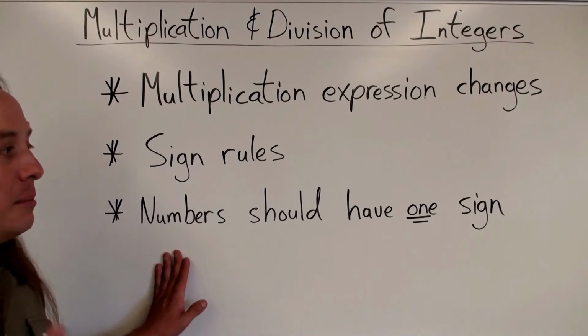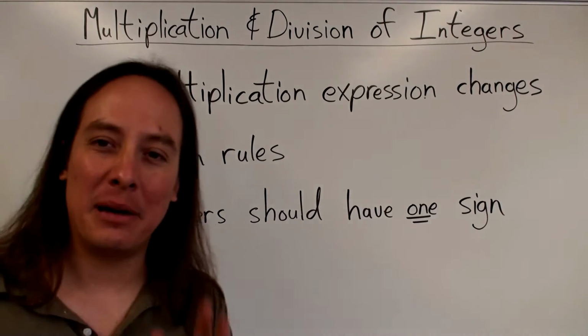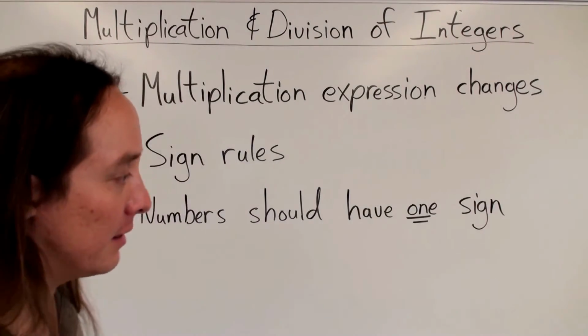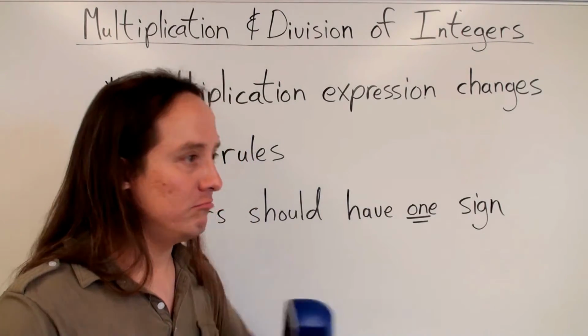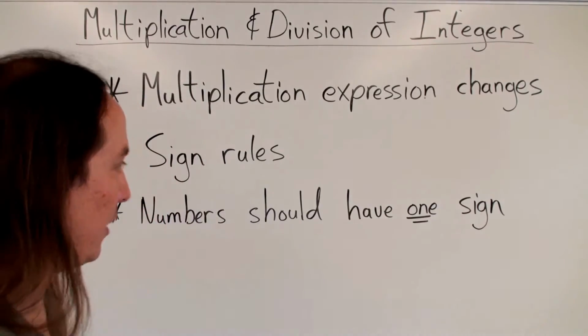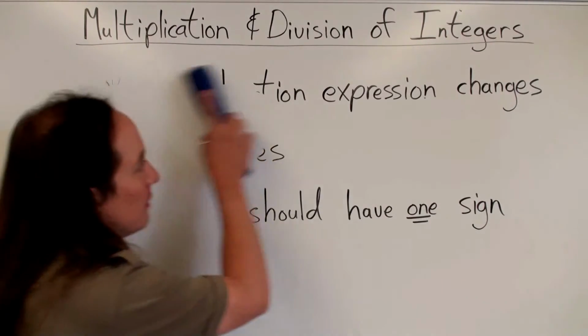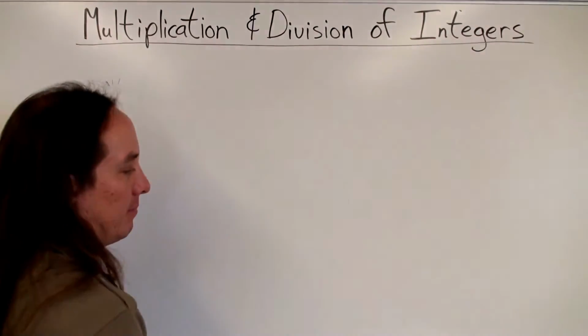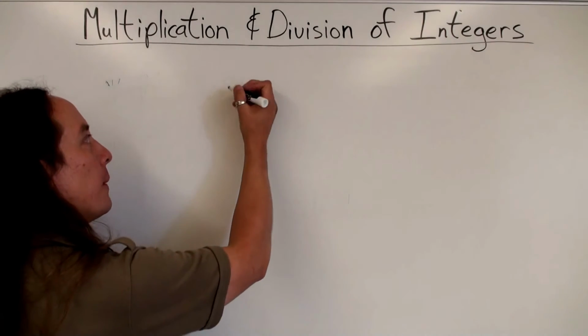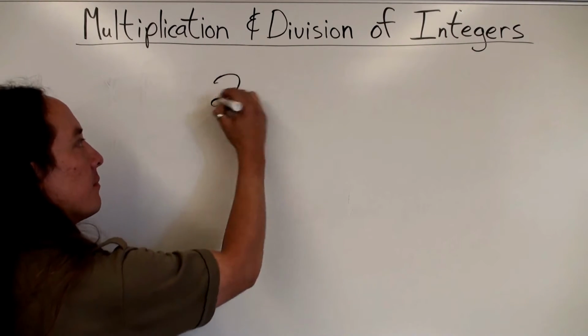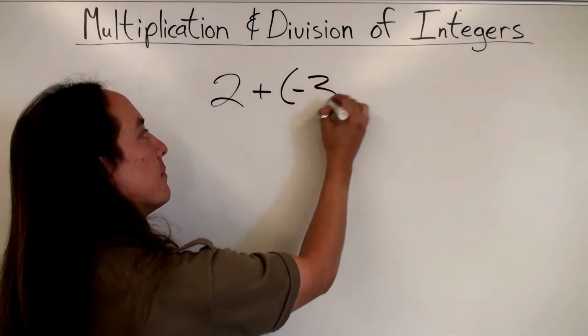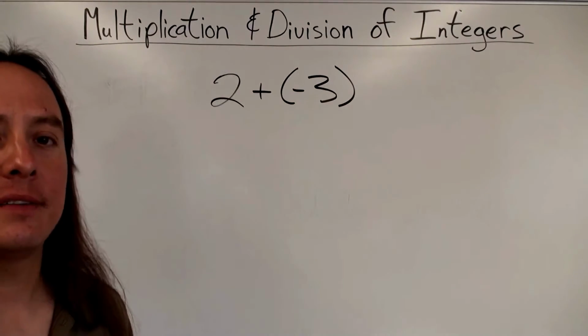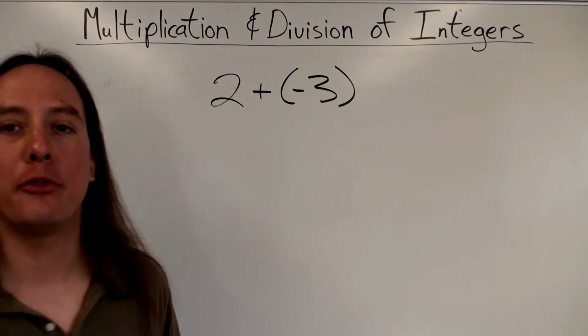The other concept is that numbers should have one sign. Let's talk about that now. And we're going to just do a whole bunch of examples to show those things, okay? So, let's start doing that right away. And we'll start with 2 plus minus 3, or 2 plus a negative 3.